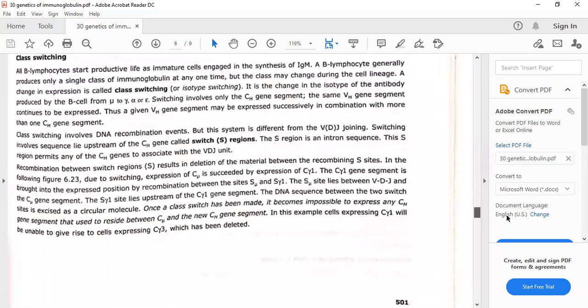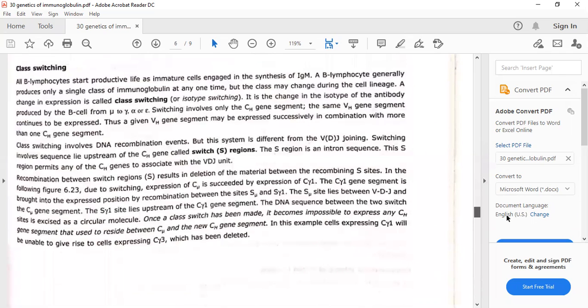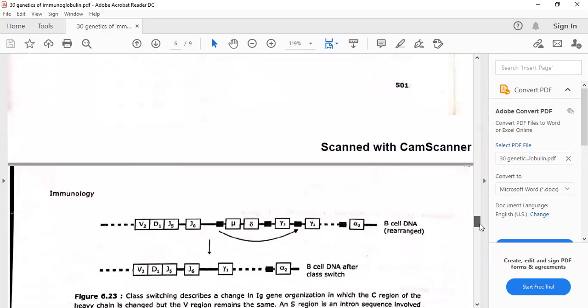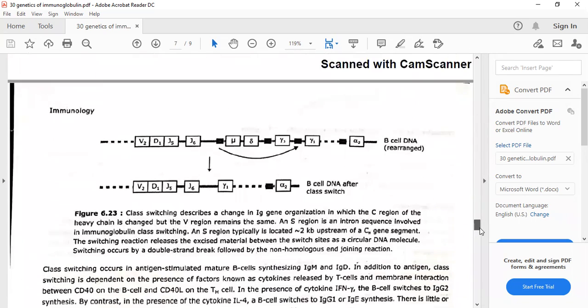Now we are talking about class switching. What is class switching? Class switching is a method by which the type of antibody will be selected. It means we are selecting which type of antibody it will be, either IgG, IgA, IgE, IgD, or IgM. So which antibody will be selected?